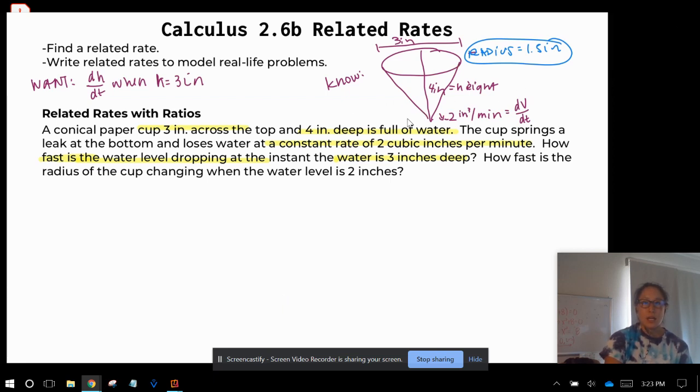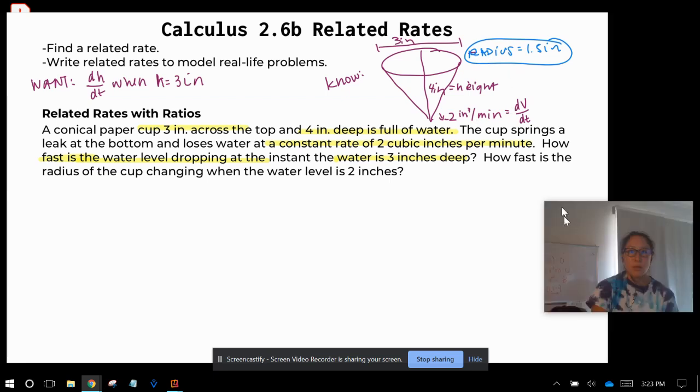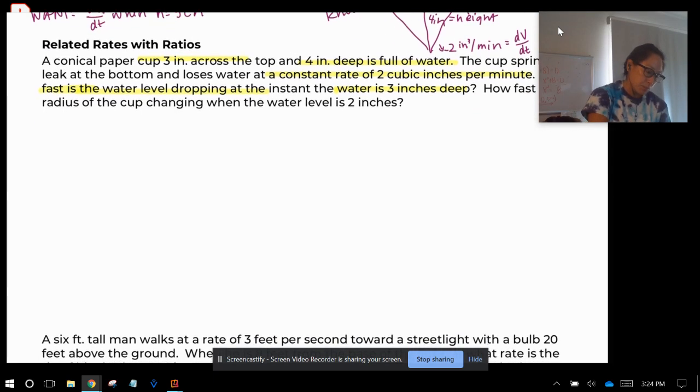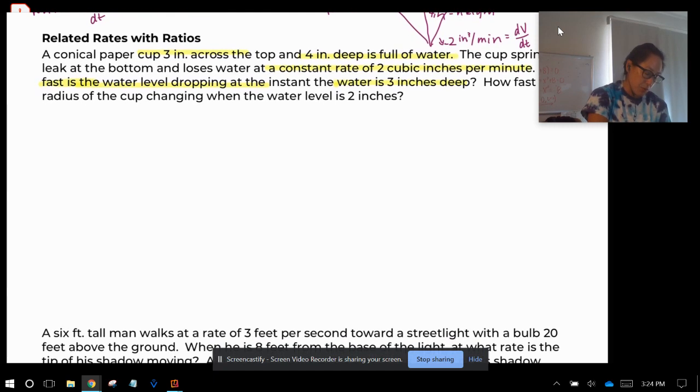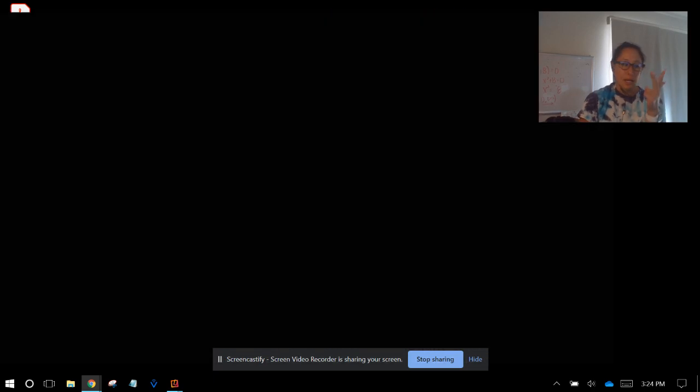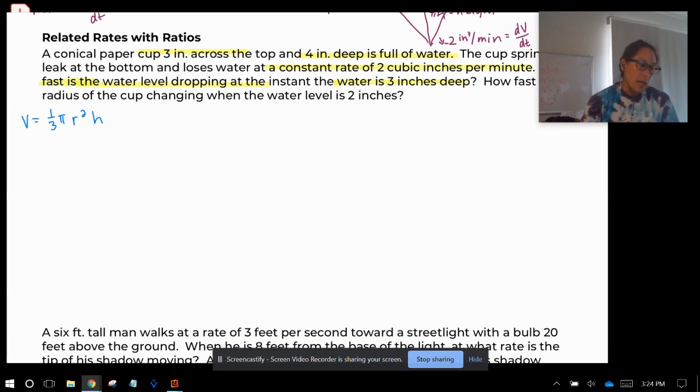So, is there anything that will compare the radius and the volume of a cone? And guess what? There is. We wrote it down in yesterday's notes. So, volume is equal to 1/3 pi r squared times h. And I can see a whole bunch of variables here: volume, radius, and height. So I kind of want to get rid of one of them.